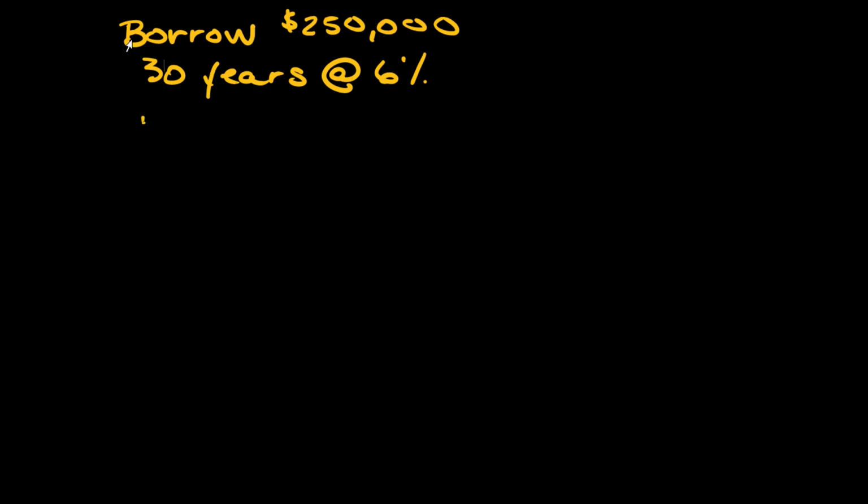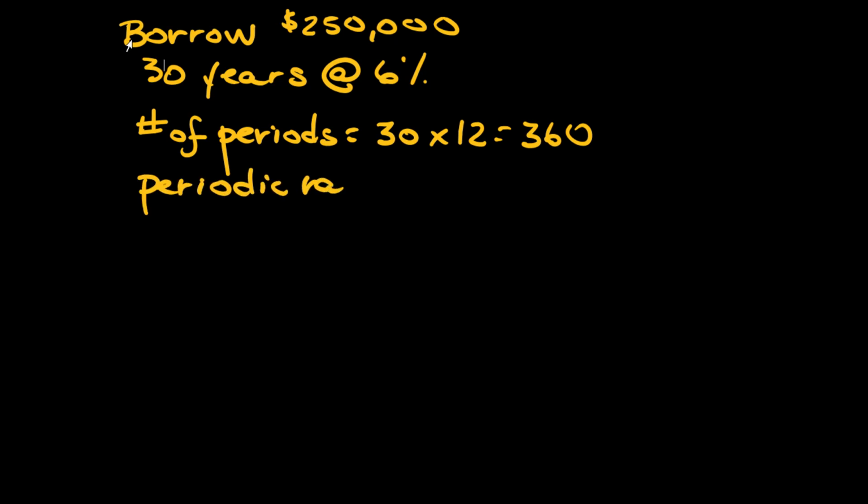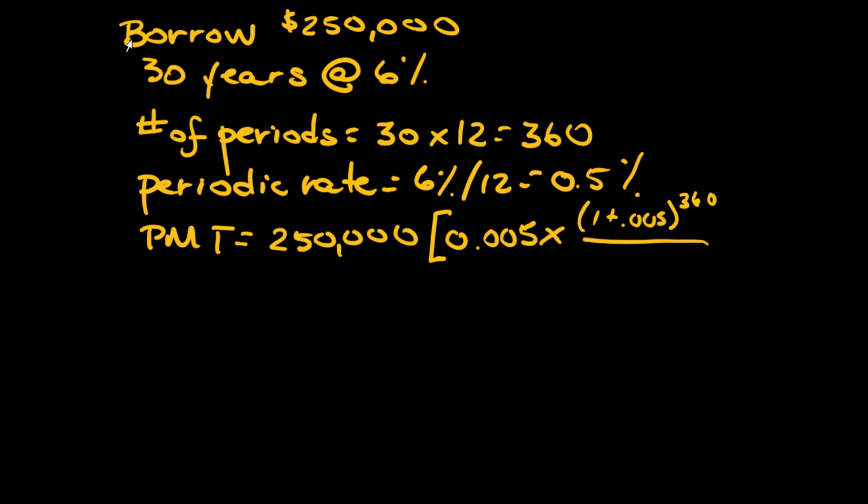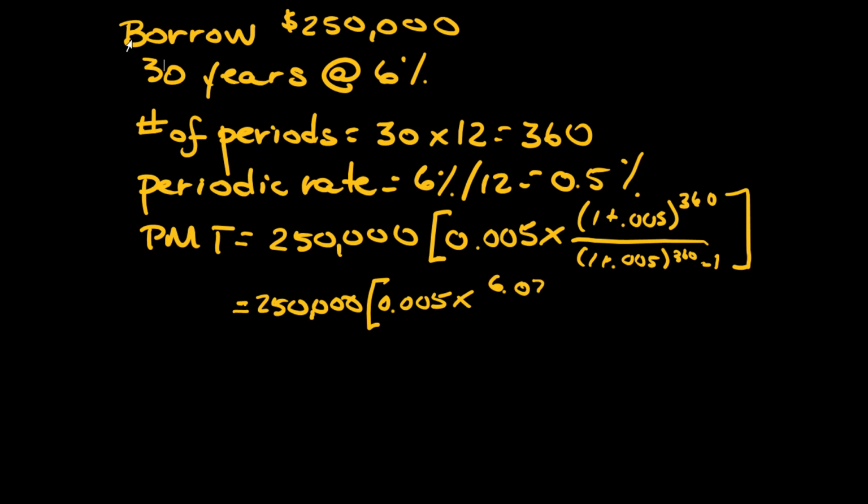minus 1. So let's say that Max wants to borrow $250,000 to purchase a home. He can get a 30-year loan at a 6% interest rate. To help Max determine if he can afford this loan, you first need to convert the years to months and the yearly rate of interest to monthly interest because Max will be making monthly payments. So our number of periods then is going to be 360, or 30 times 12, 30 years, 12 months per year. And then our monthly interest rate is going to be 6% divided by 12, which is 0.5%.